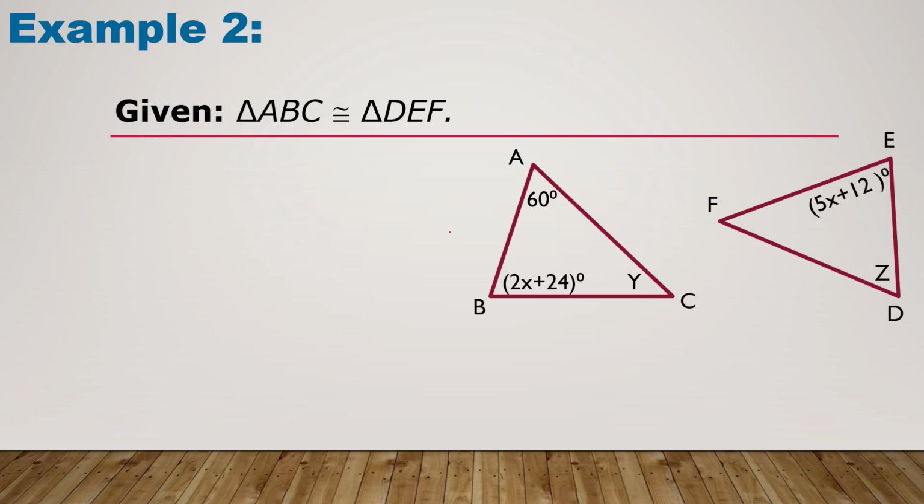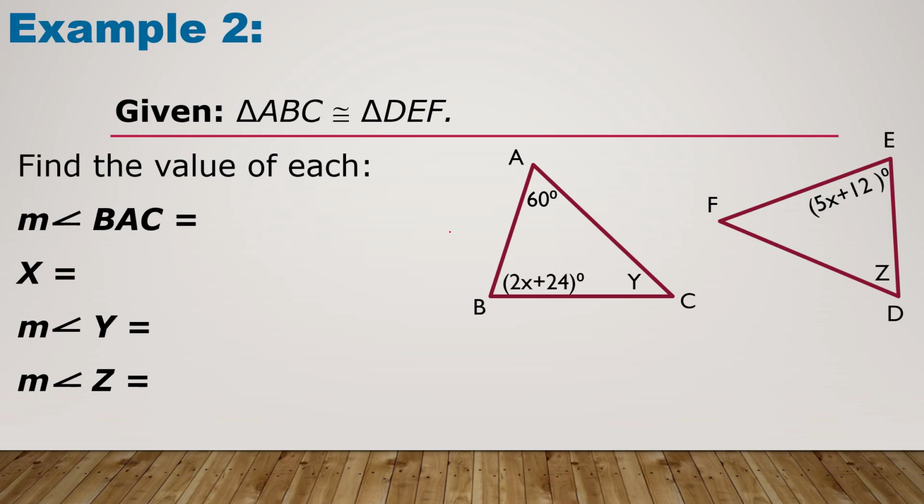All right, given that triangle ABC is congruent to triangle DEF, I want to answer 4 questions. What is the measure of angle BAC? So we have BAC. So we're looking for this angle here. That's 60 degrees. Now, generally, when I'm given a statement, I'm going to go ahead and put in my marks so I know what angles are congruent with what.